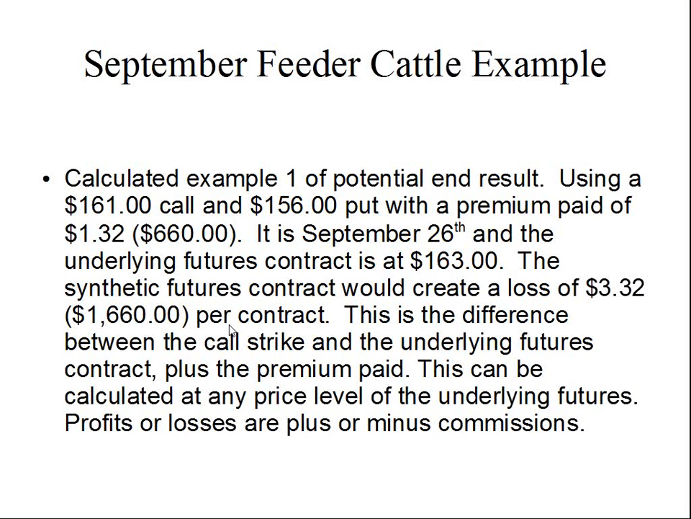or $1,660 per contract. There are approximately 66 animals in a feeder cattle contract, so you can divide that number and go by per head of what that loss would be. This loss is the difference between the call strike price and the underlying futures. The 161 call minus the 163 where we are is $2, plus we paid $1.32 for it, so we have a total loss of $3.32. It's the difference between the call strike and the underlying futures contract plus the premium paid.